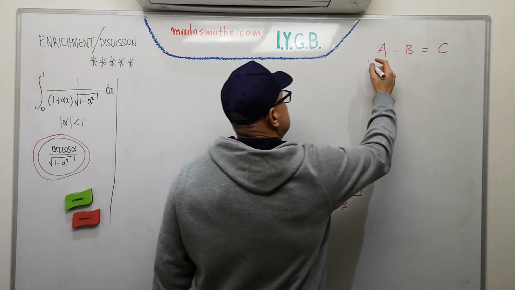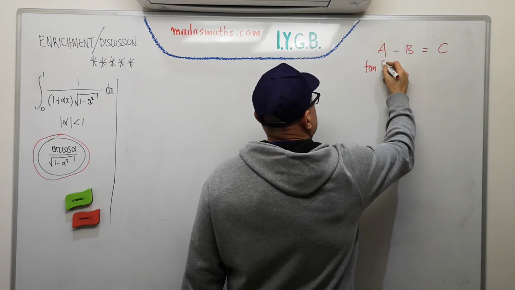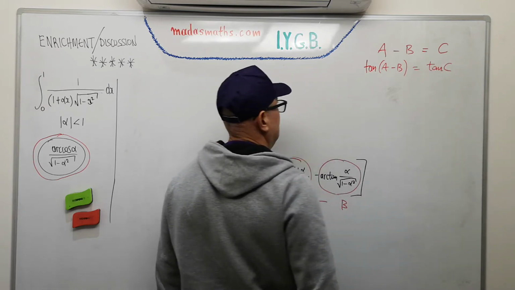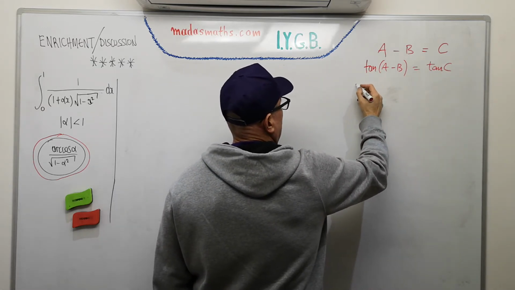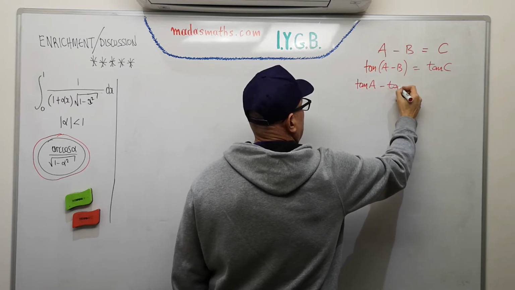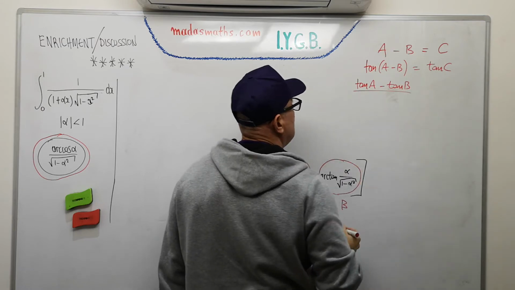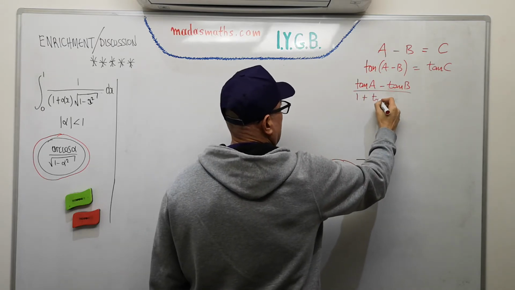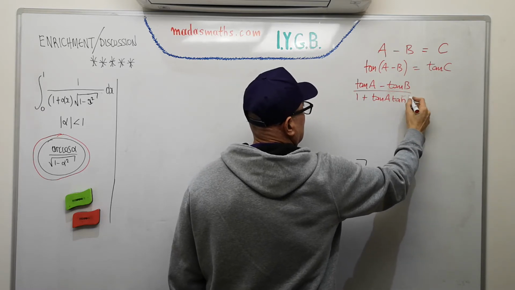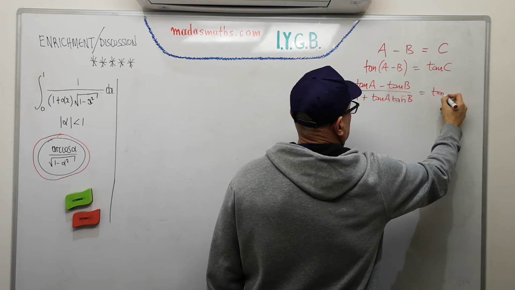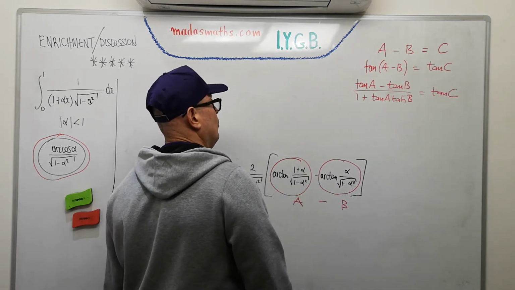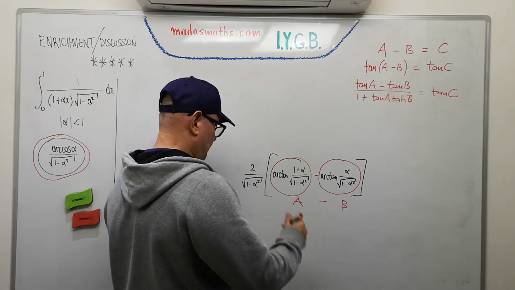I'm going to tan this equation. So the tan of A minus B is equal to the tan of C, most definitely. And of course, that's the compound angle formula from A level: tan A minus tan B over 1 plus tan A tan B. Oops. And that's equal to the tan of C. Okay, so far. So what is the tan of C?